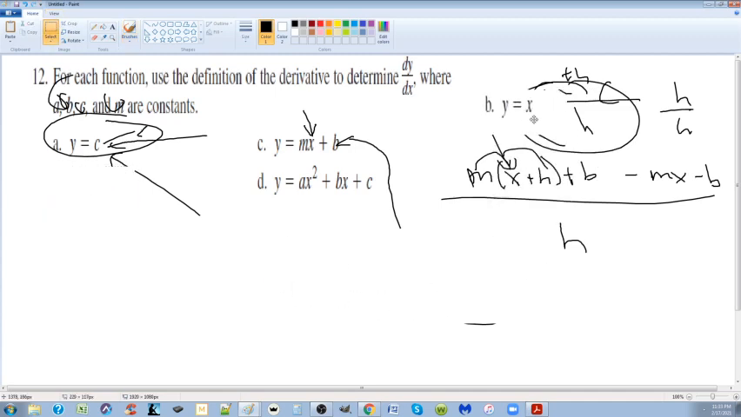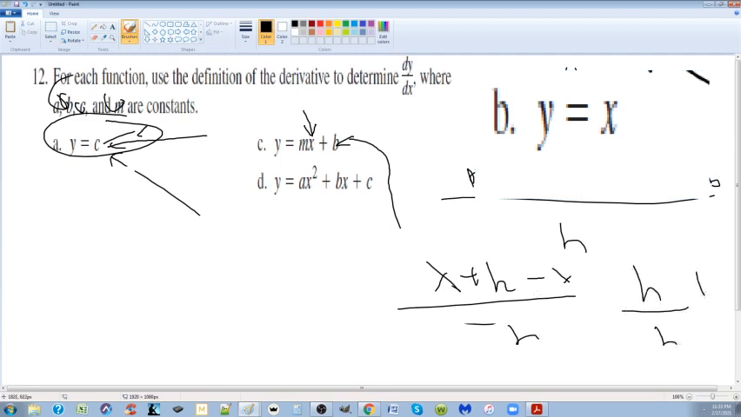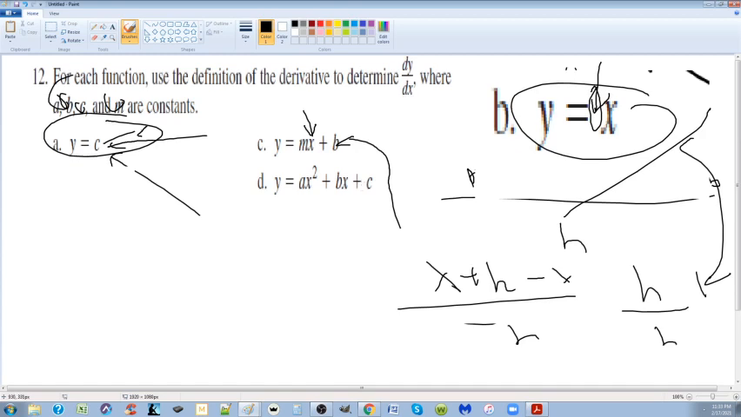Okay, well, for y equals x, it's the same thing that we just did. It's going to be x plus h minus x all over h, and you can see that it's h over h, which is 1, which makes sense because there's a 1 there. So this is just a line. Makes sense that the slope is just 1. And then for this, you're going to discover that we're going to come up with 2ax plus b as the derivative. And you just do it like this.